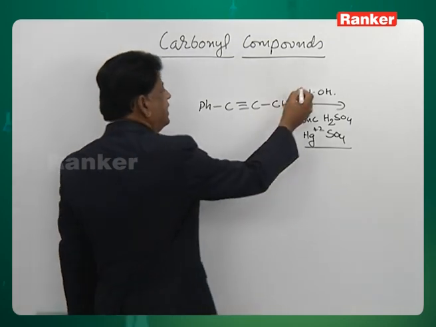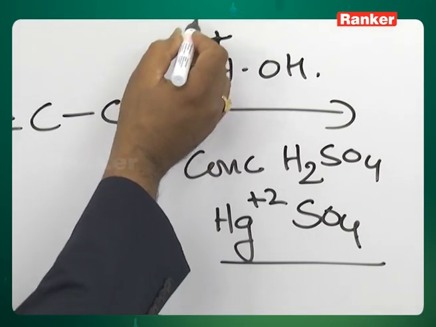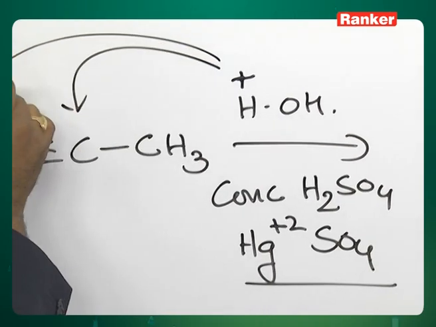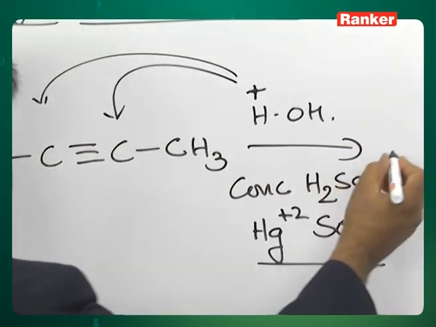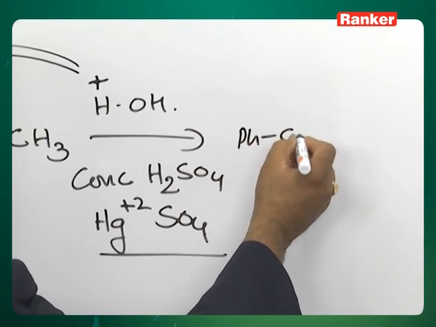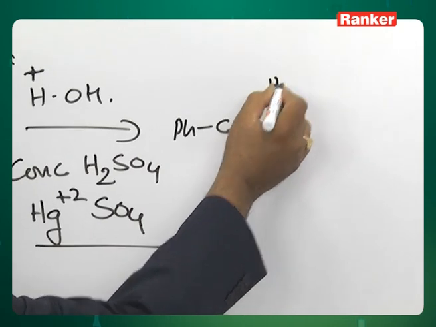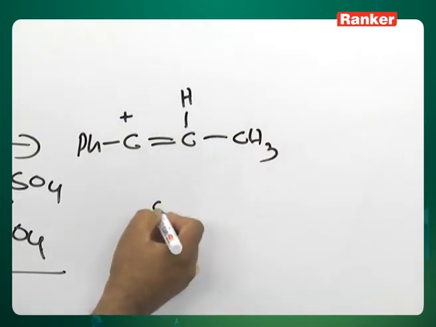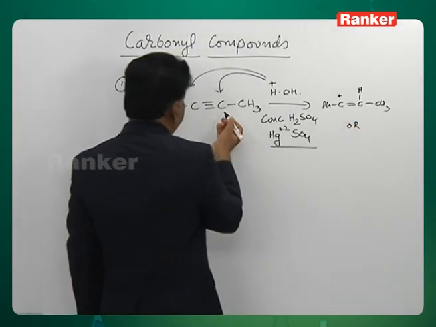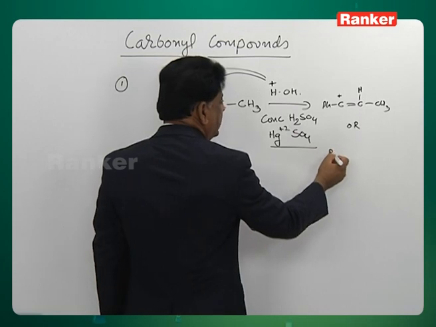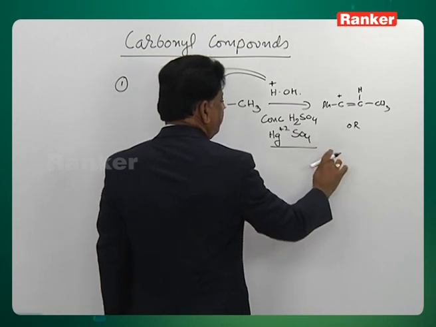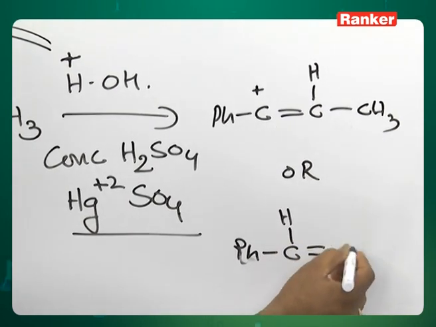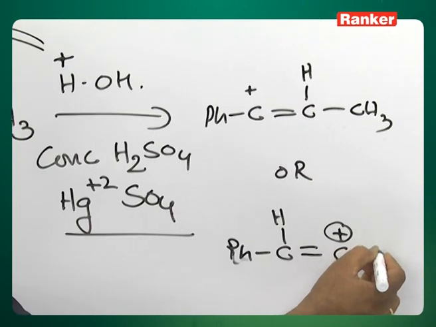But even then the H plus will take the chance of attacking either side. Let us examine what happens. If it goes to the right side, let us say H is added, you will get a carbocation on the side of the phenyl. Or you have another chance: if hydrogen attacks the phenyl side, a carbocation is formed on the methyl side.